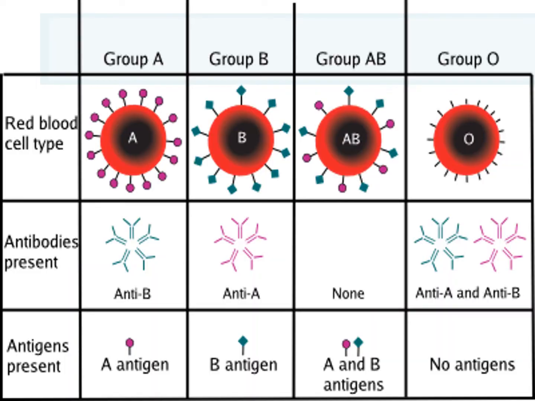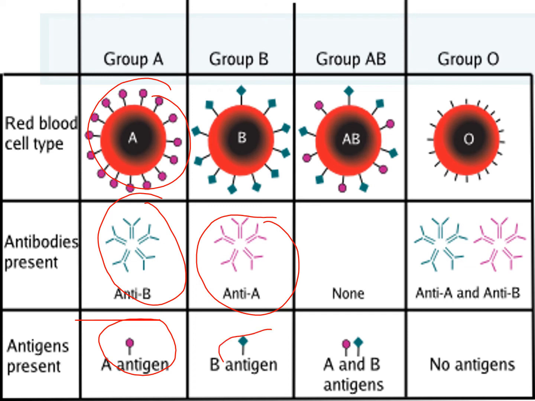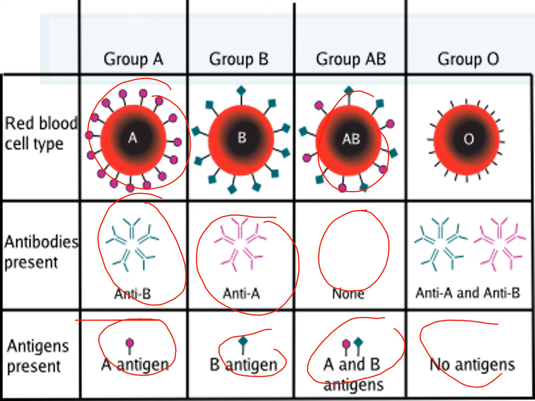So this is how it works. As you see, we have A. If you have A blood, you have anti-B and you have an A antigen. B blood, you have anti-A, and you have a B antigen. If you have AB blood, you don't have antibodies, but you do have both antigens, so you can pretty much accept anything. And then O, we don't have any antigens, so it doesn't block me from giving to anybody, but I definitely have a blocker that would not allow me to accept it from anybody.